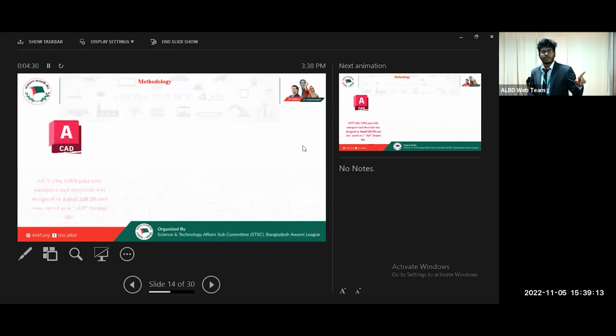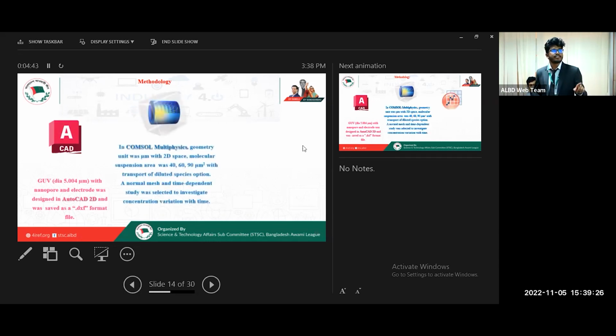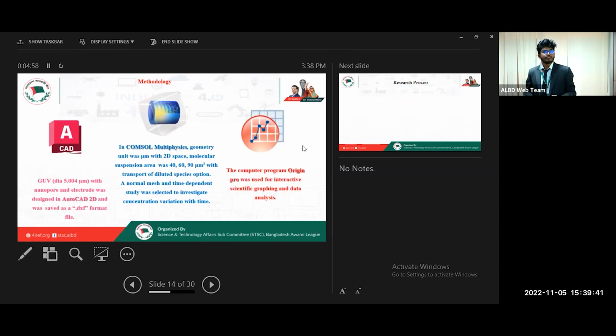First, we used AutoCAD for designing the giant unilamellar vesicle. The diameter of the giant unilamellar vesicle was 5.004 micrometer with nanopore and electrodes. Second, we performed all the experiments in COMSOL Multiphysics in 2D space, where 40, 60, and 90 micrometer square fields were used. And finally, we analyzed all the data through Origin Pro 2022.